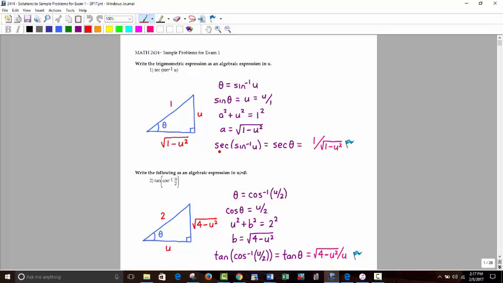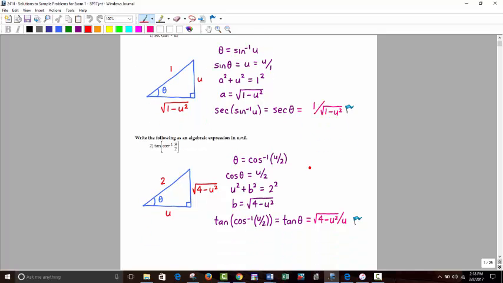So to find secant of sine inverse of u, that will now be just the same thing as secant of theta. Secant is hypotenuse over adjacent. So therefore it would be 1 over the square root of 1 minus u squared.